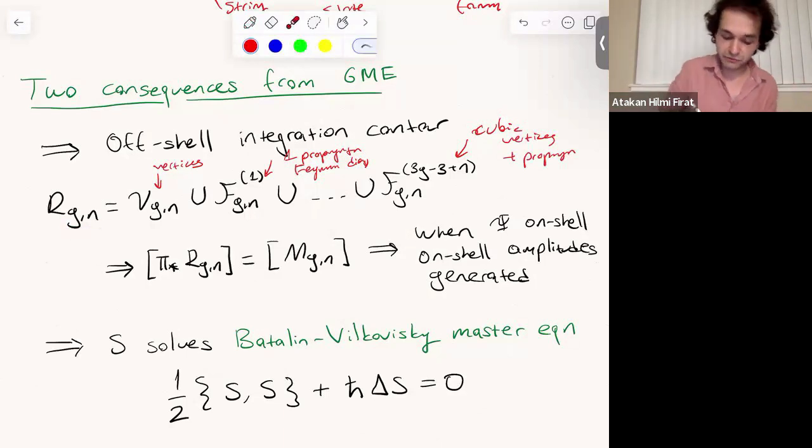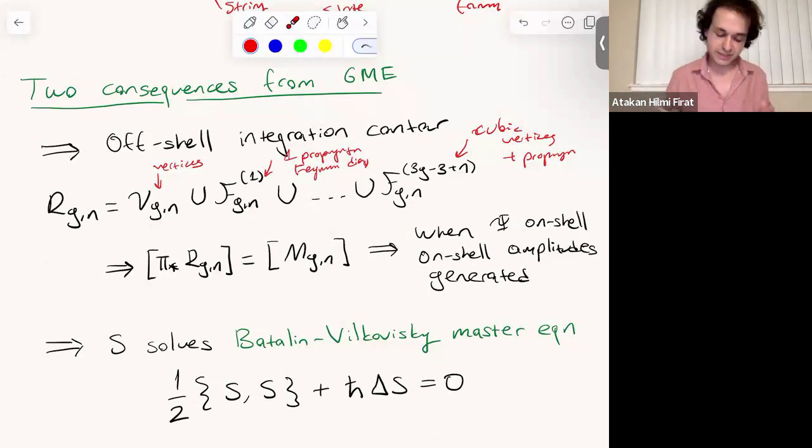So one thing is that if V_{g,n} satisfies that geometric master equation that I told you, you can show that, okay, there are some big words here. When you push this forward under this pi, which is forgetting the local coordinates, you want to have this as a homology class the same as M_{g,n}. Basically, this geometric master equation implies this particular relation. And that means the following. If you take psi on-shell, you can basically forget about anything about local coordinates and you will have generated the on-shell amplitudes correctly. So this is one result, and that's what we wanted to have in the first place.